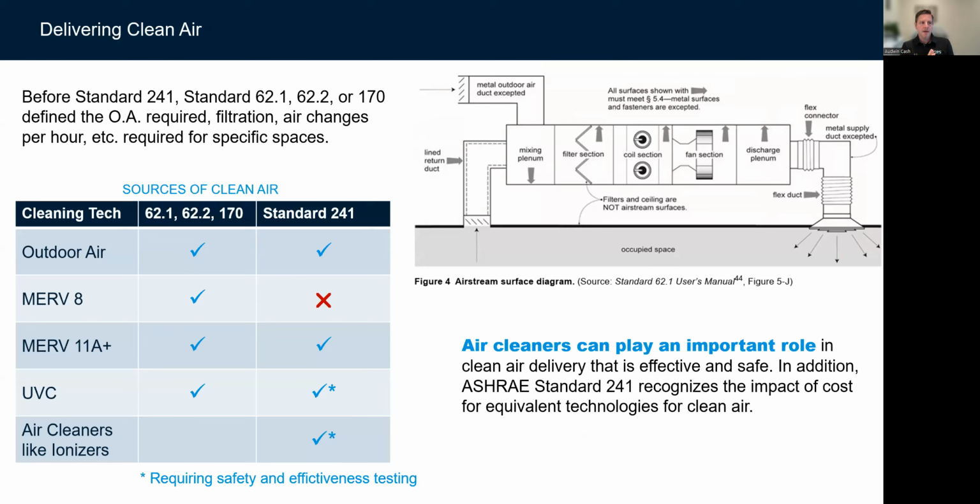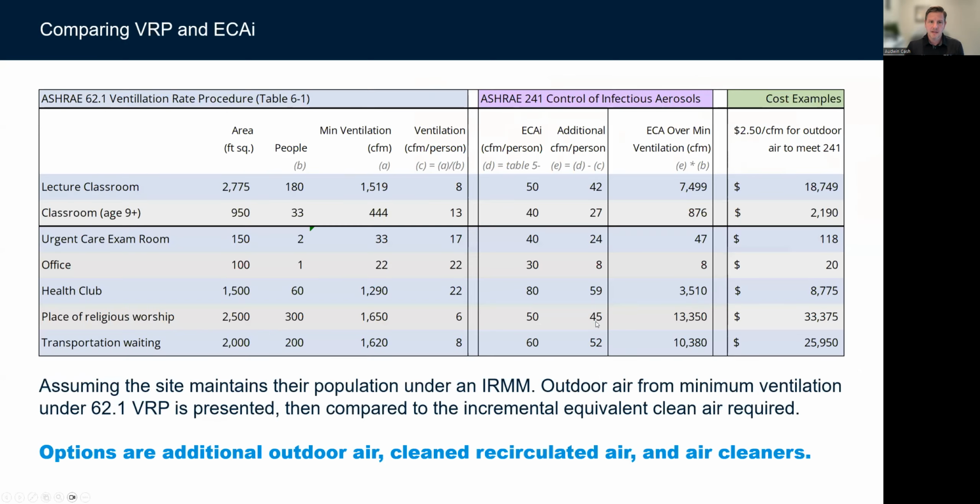UVC shows up in 241. It also shows up in 62.1, 62.2, and 170. But they also have this message about making sure no ozone, or avoiding ozone generating products on your projects. So there's misleading, or maybe somewhat confusing, information generally in prior standards. In 241, it is very clear that they are talking about cleaners that are used effectively, that generate clean air, that are safe. We'll get into that.